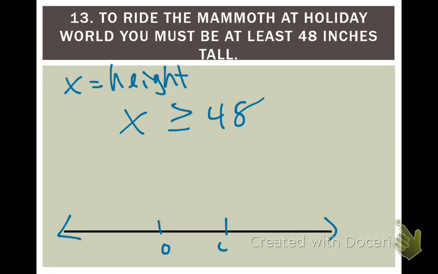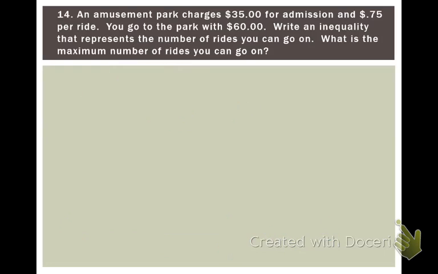We've got a number line here, so we might as well graph it. So 48 goes here. Open or closed? Closed. And we want to go to the right. So if we can recognize this, then we can start to use inequalities to help model some different situations.